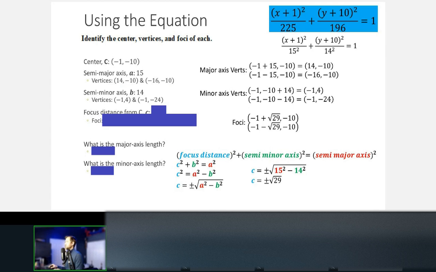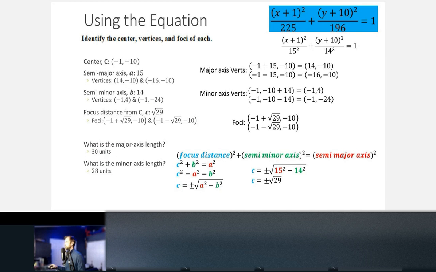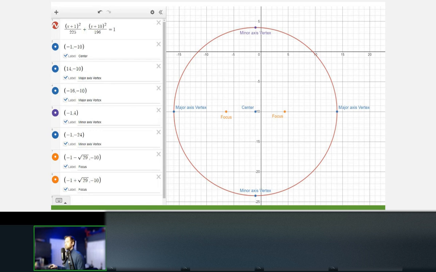And this one is longer in the x direction. So it's a horizontal ellipse. All right, so there's that solution. And here is the graph for this one as well.